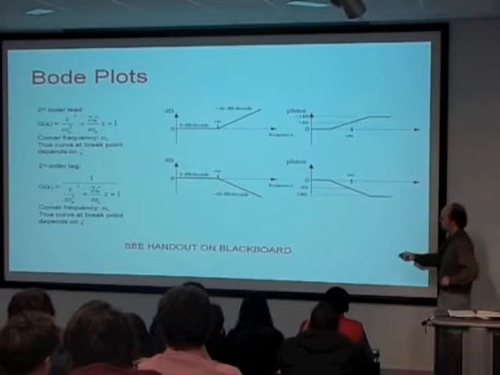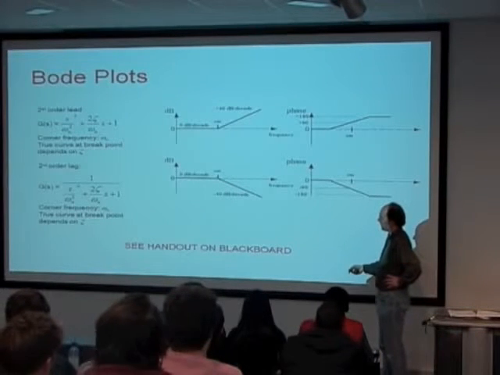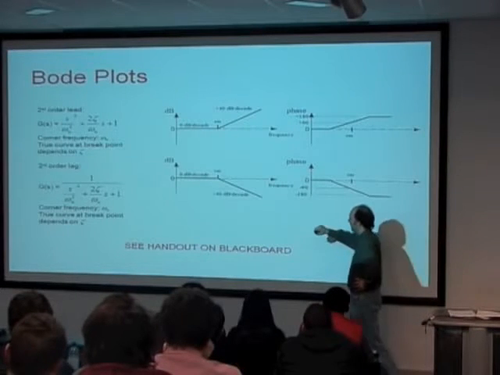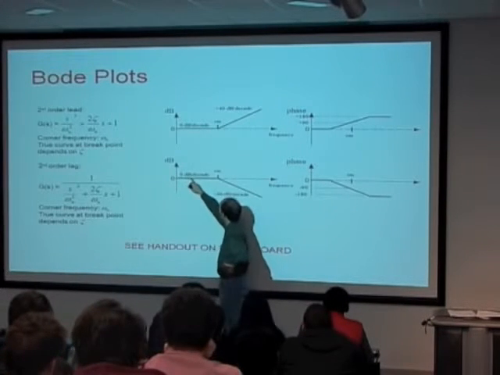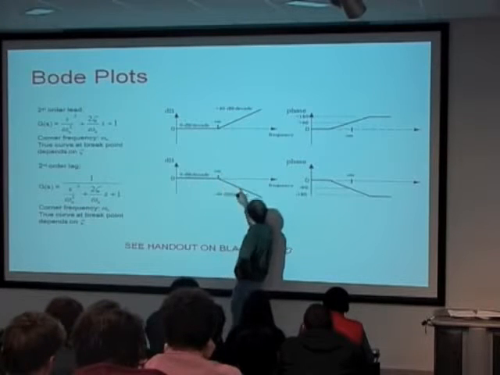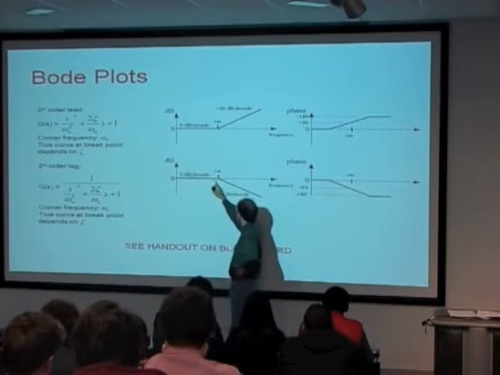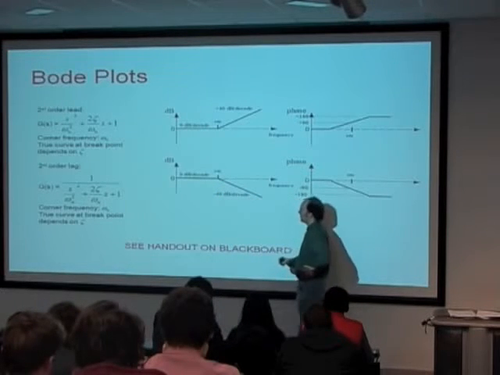And the true curve at the breakpoint depends on our damping ratio. Okay? If we've got a low damping ratio, you end up with a system that comes along and it peaks up and then drops back down again. Okay? And if you've got an overdamped system, you can end up with a system that looks a bit like a first order system. It just drops down.